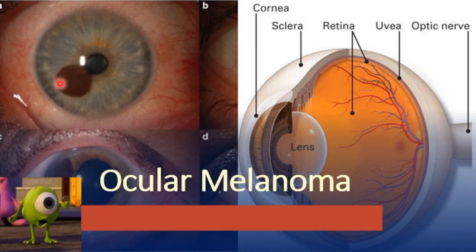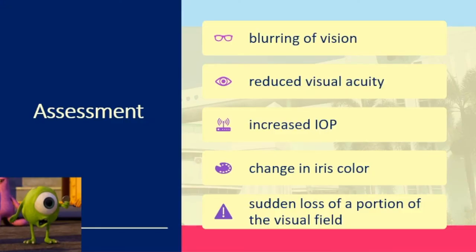Class, it would appear like this. So these are already melanomas, abnormal growth. Now, what is the assessment? Of course, there will be blurring of vision and reduced visual acuity. The more pressing problem is the increase in your intraocular pressure. The increased intraocular pressure can lead to glaucoma. So that's the more pressing problem.